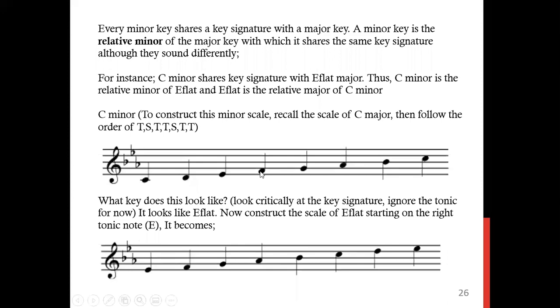From F, is it a tone distance? Yes, it has to be a tone. From F to G, right? Then from G, it has to be a semitone distance now, a half step. From G to A flat. A flat. From G to A flat, thank you. So we got the second flat now. That's why we have 2 flats already.